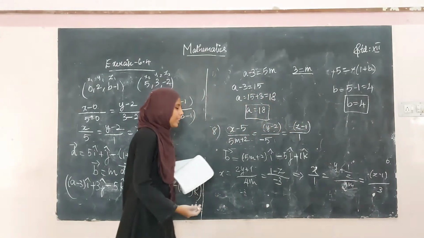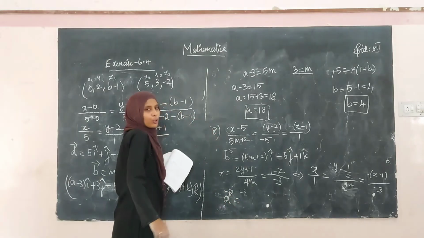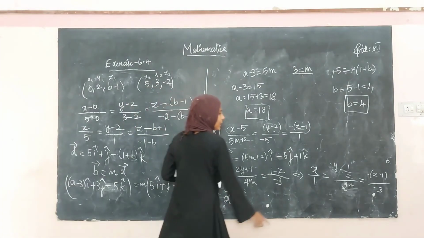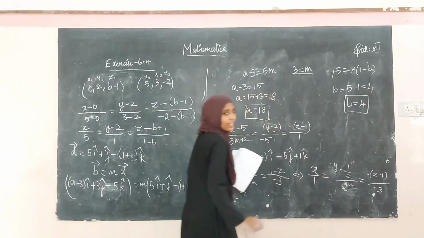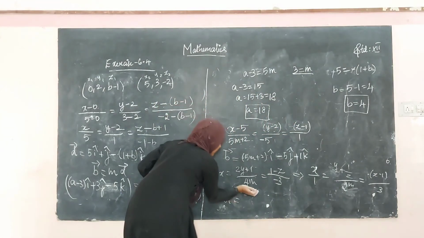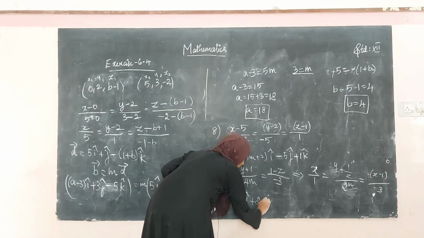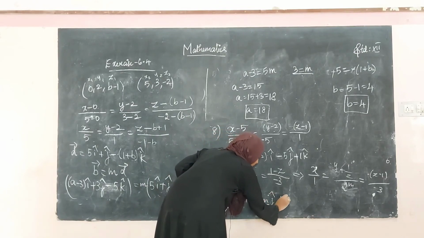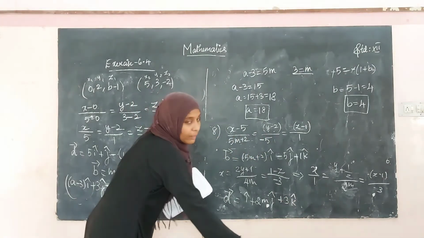Okay, now shall we write the d vector? What is the d vector? d1 i cap plus d2 j cap plus d3 k cap. Here d1 is 1, d2 is 2m, d3 is 3, that is i cap plus 2m j cap plus 3 k cap. So we have found the b vector and the d vector.